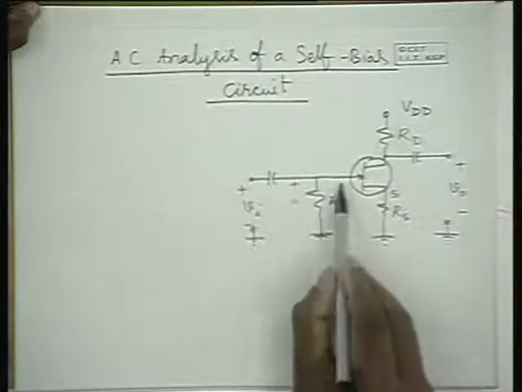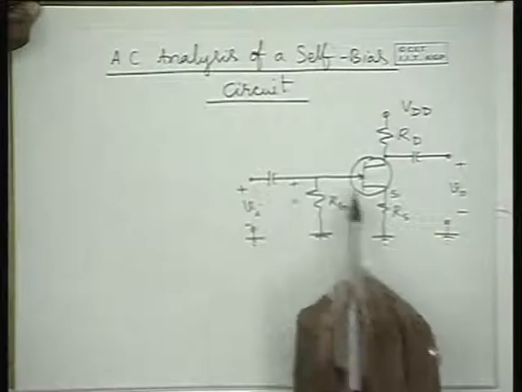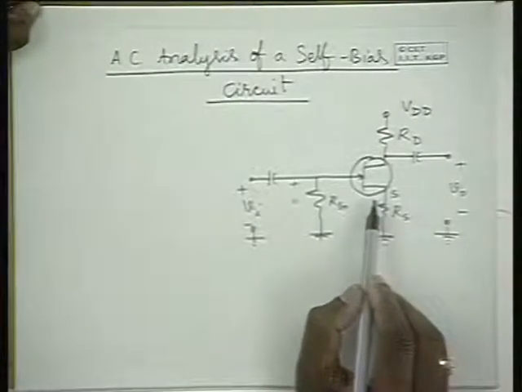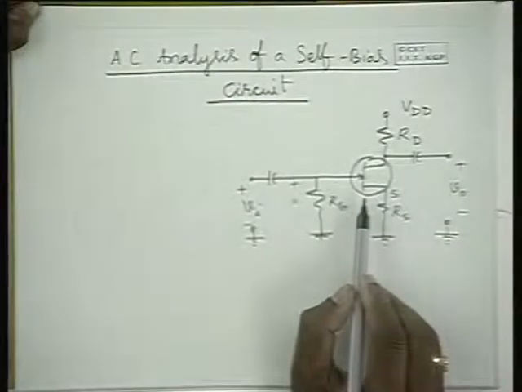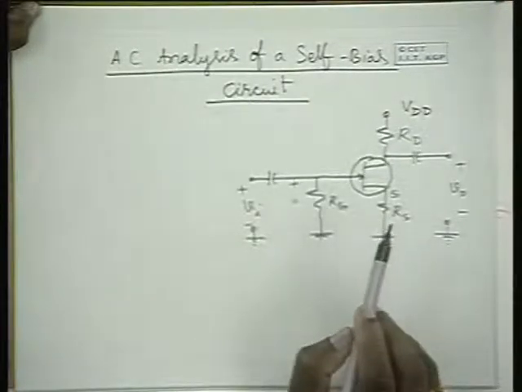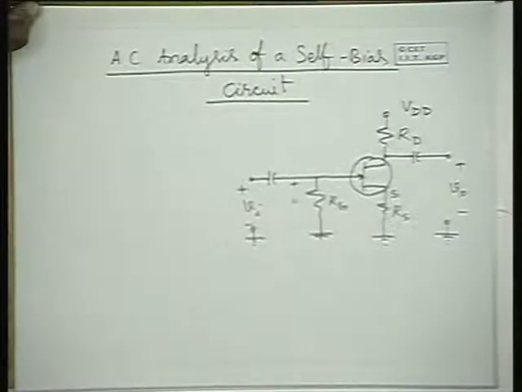The input is getting divided between gate to source and source to ground. Therefore, out of the input only a small fraction is going to the gate to source, like in the case of a transistor self bias circuit. So this is going to reduce the voltage gain considerably, similar to the case of a transistor circuit.